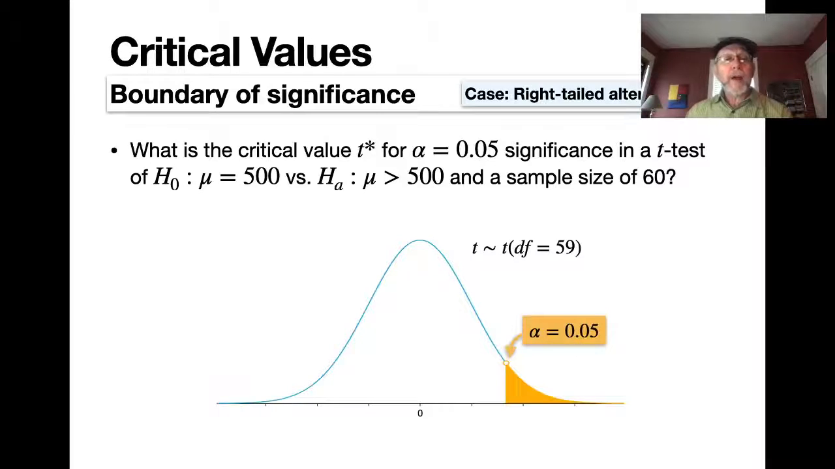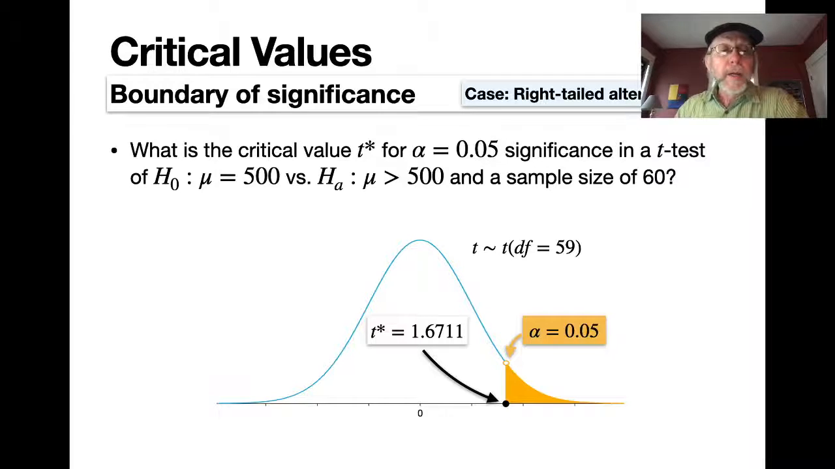Well, if the alpha value is 5%, we're going to reject the null hypothesis if the area in the right tail is 5% or less. So I've illustrated that here with the shaded area, which is 5% in our t-distribution. And what we're looking for is the boundary of that shaded area. Again, you can use a t-distribution calculator to find this. It turns out that that boundary happens with a t-value of 1.6711. So t star equal 1.6711 is the critical value for a 5% significance test in this right-tailed scenario.